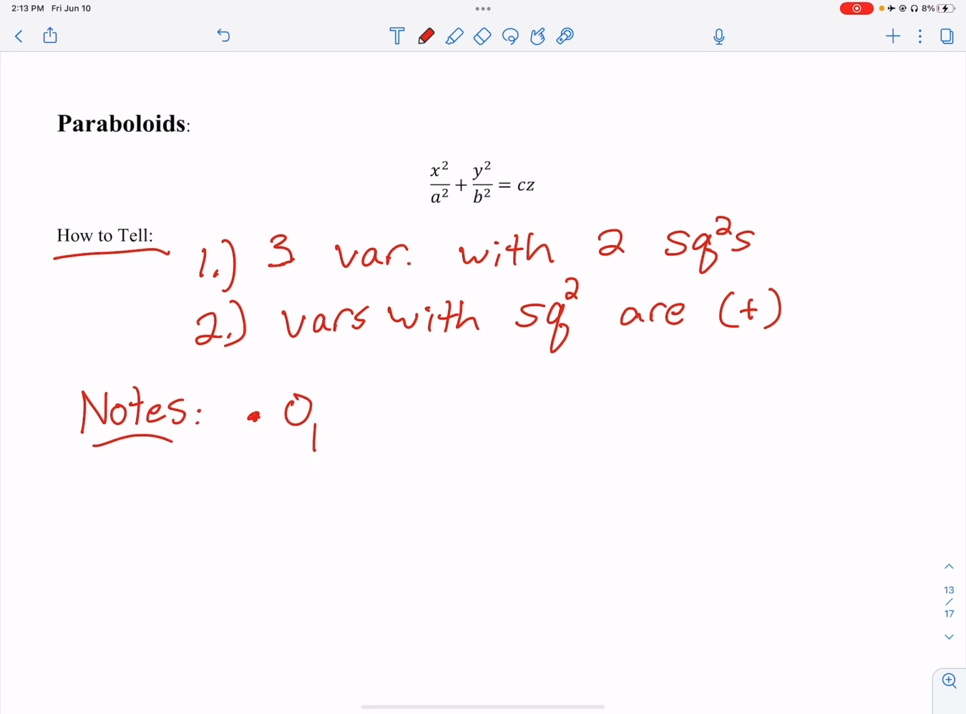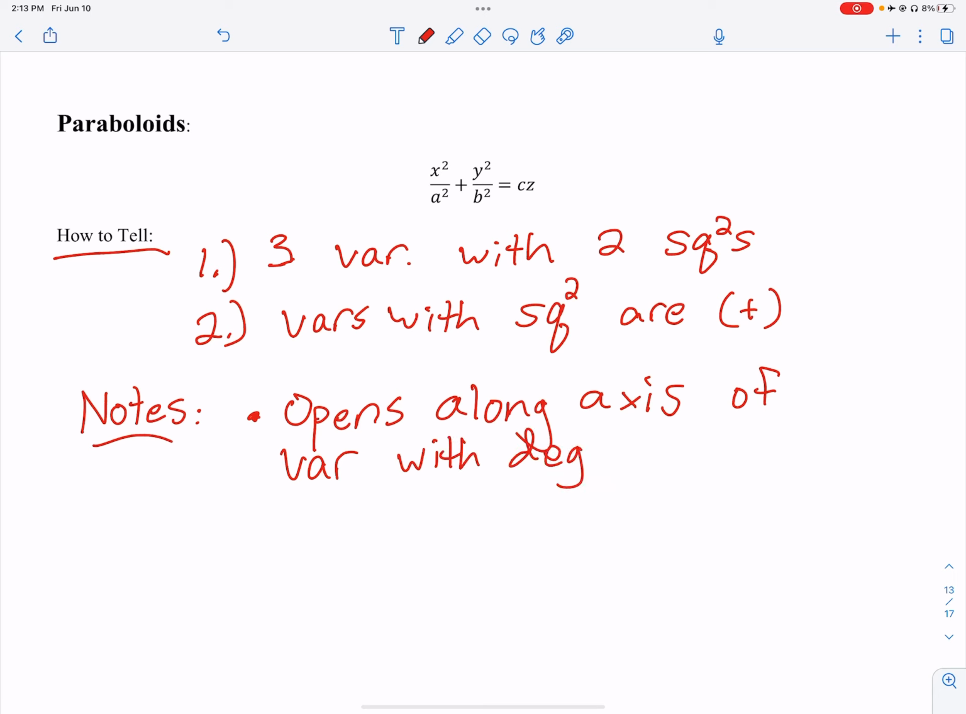It opens along the axis of the variable with degree 1. So just like a parabola, this is going to open up in a direction, and it opens up with the variable in degree 1. In this example, this standard form, that's z. All right, so the c here gives direction.